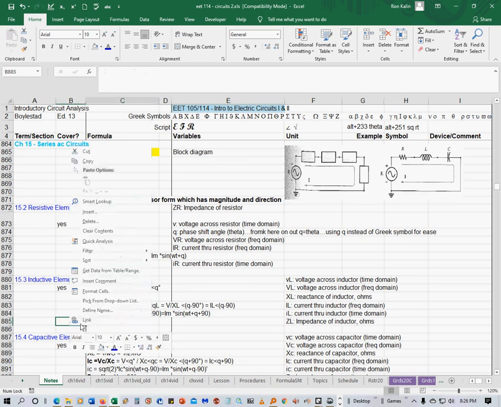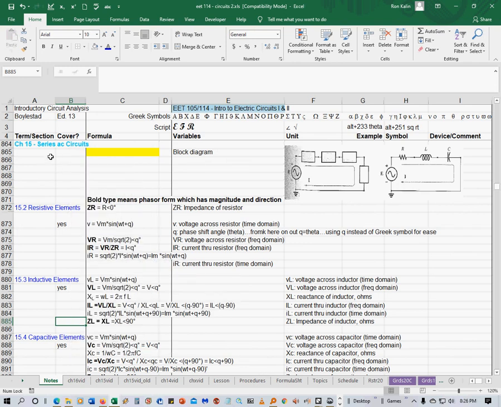EET 114, Chapter 15, Series Circuits. This is Series AC circuits. So this is the introduction of the block diagram.